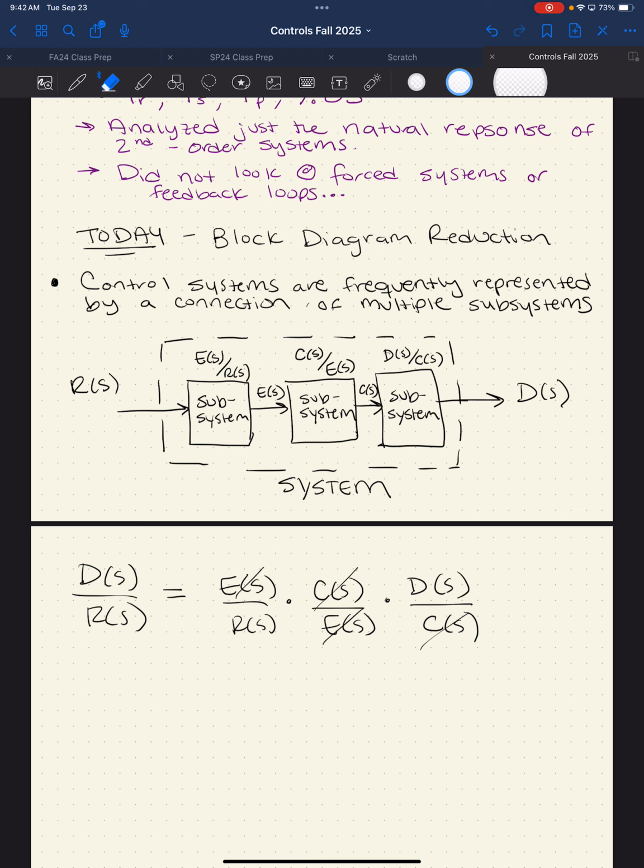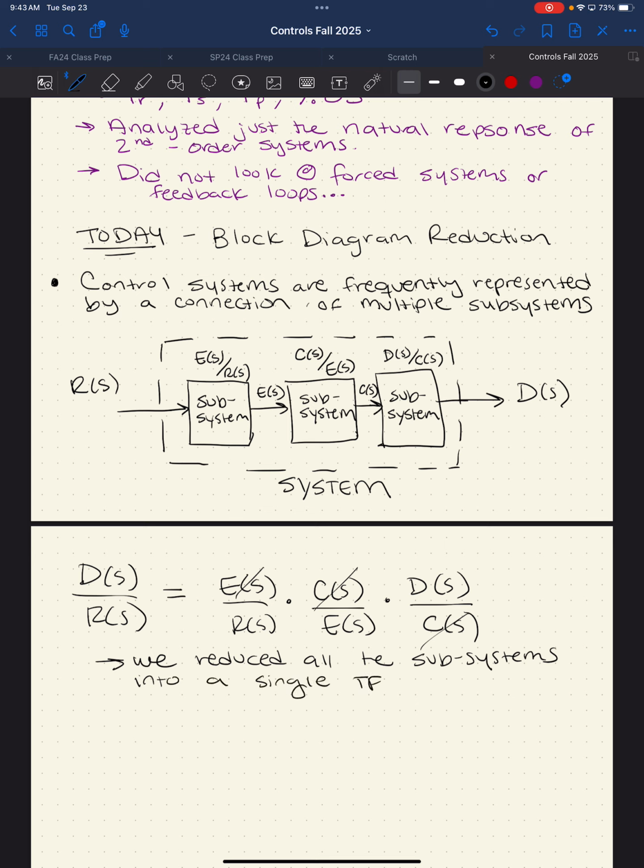All right, so we kind of brute forced our way through that logic. Let's add a little bit more detail to what we just did and actually classify certain particular forms of block diagrams. So we reduced all the subsystems into a single transfer function by multiplying all the transfer functions together.